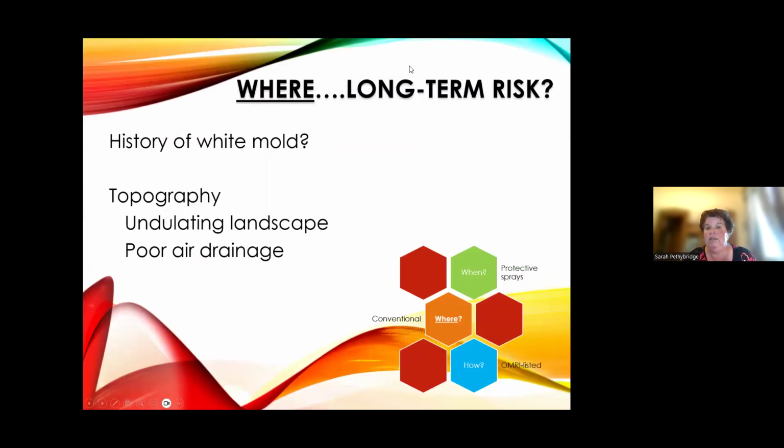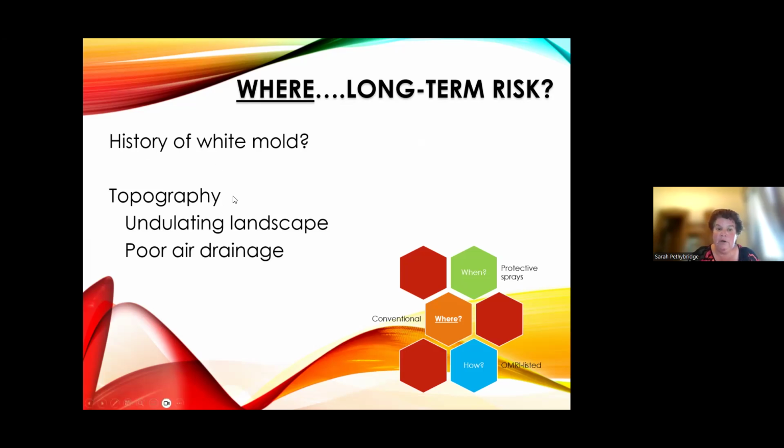So when judging the long-term risk of white mold, whether you're going to get white mold in a particular field or not, we can take into account the history. So if we've had susceptible crops in that field, have they had white mold before? If they have, of course, then there's a higher risk because there'll be more sclerotia present in the soil.